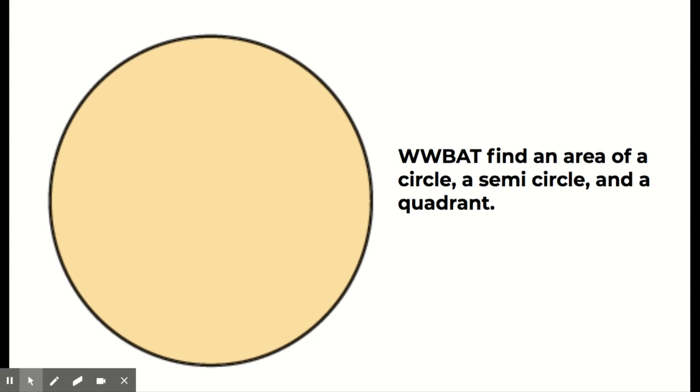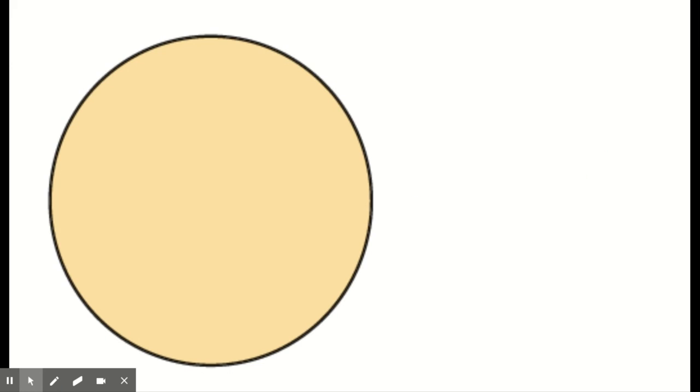Today we are going to find an area of a circle, a semicircle, and a quadrant. Just to recap what we learned last time, a circle has a center, and the line segment from the center of the circle to the outer edge of the circle is called a radius.